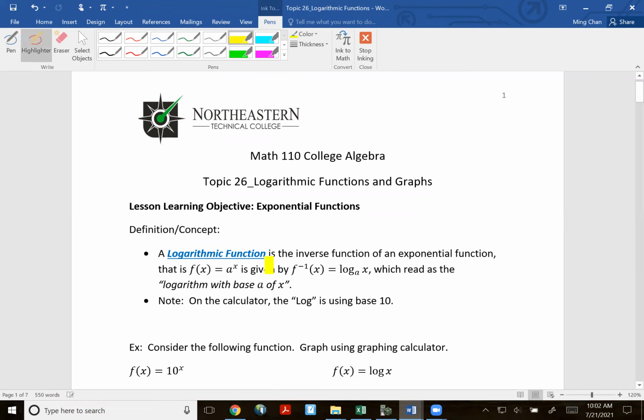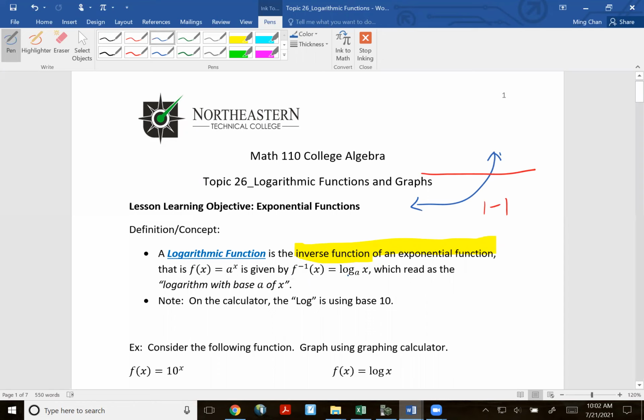What is considered a logarithmic function is the inverse function. Remember, we talked about inverse functions before. It's the inverse function of an exponential function. So if I were to sketch an exponential function, it normally looks like this. An exponential function is a one-to-one function by the horizontal line test. So if it's a one-to-one function, then we can actually find its inverse. So a log function is nothing but the inverse function of your exponential function.